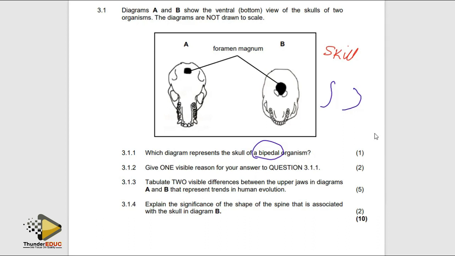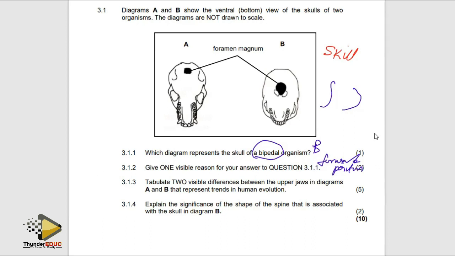They're saying, give one visible reason for your answer. So the answer here is B. If the answer is B, then the one reason is because the foramen magnum is in the forward position. And then they are saying, tabulate 2 visible differences between the upper jaw.